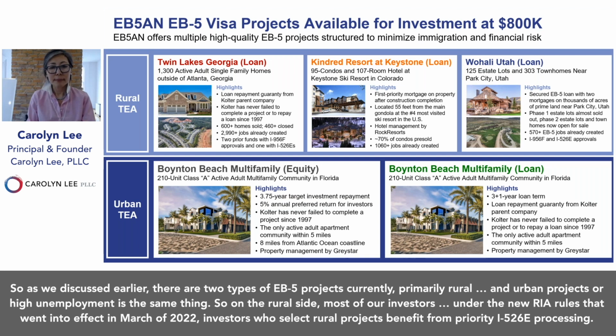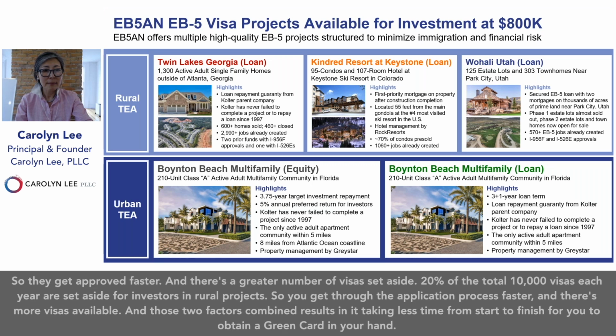So on the rural side, under the new RIA rules that went into effect in March of 2022, investors who select rural projects benefit from priority I-526 processing, so they get approved faster. And there's a greater number of visas set aside. 20% of the total 10,000 visas each year are set aside for investors in rural projects. So you get through the application process faster, and there's more visas available.